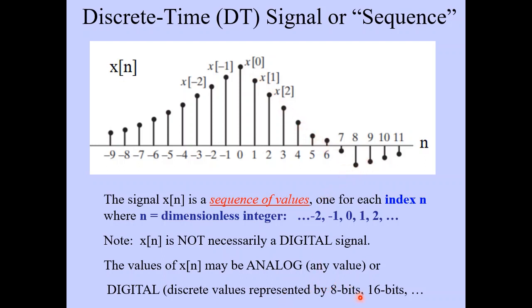Now, it could be digital, in which case the values of these sequence numbers would be represented by bits, for example, an 8-bit system or a 16-bit system, depending on how much resolution there is. But we're not going to confuse the fact that it's discrete time with it being digital, because it is not necessarily a digital sequence.